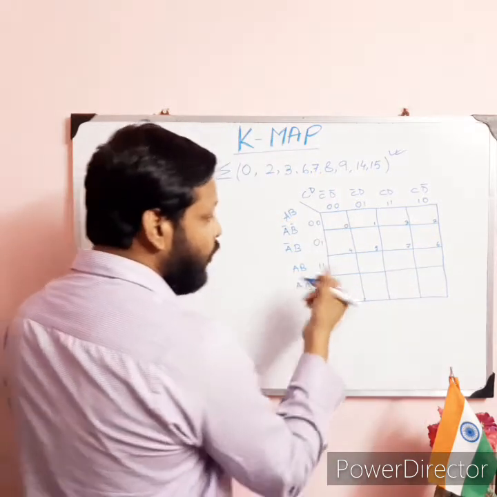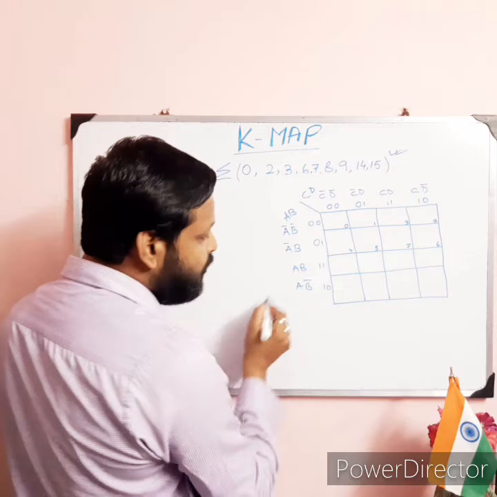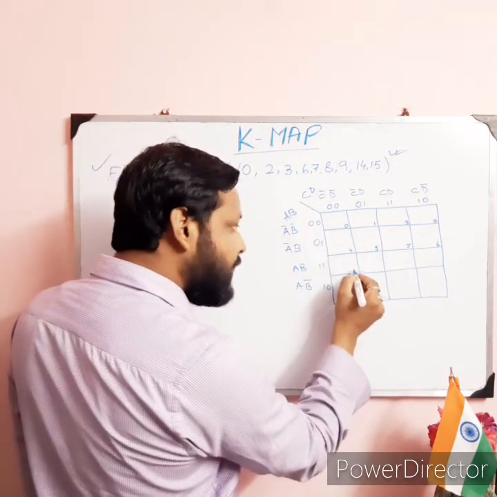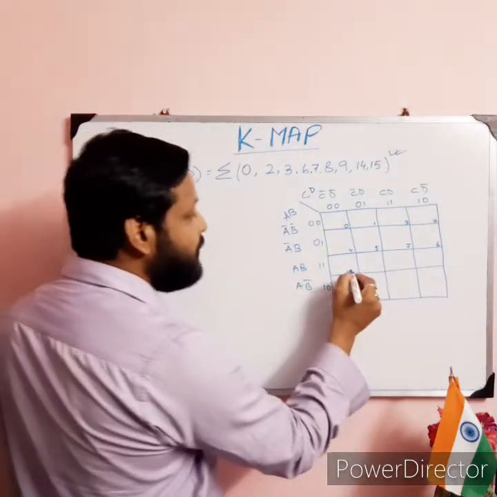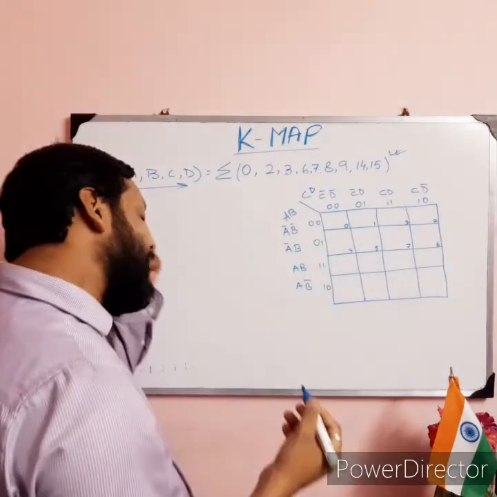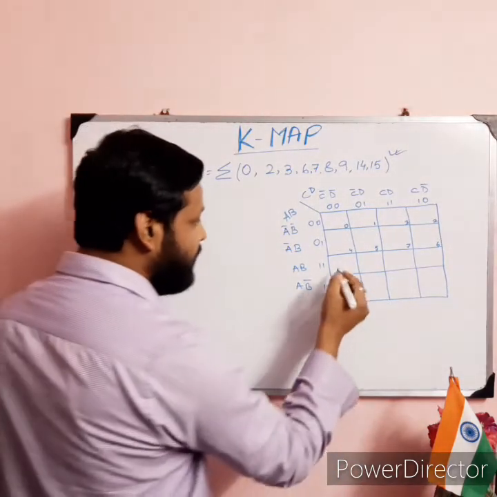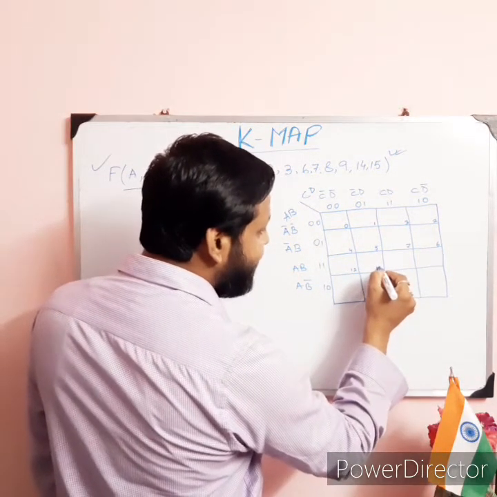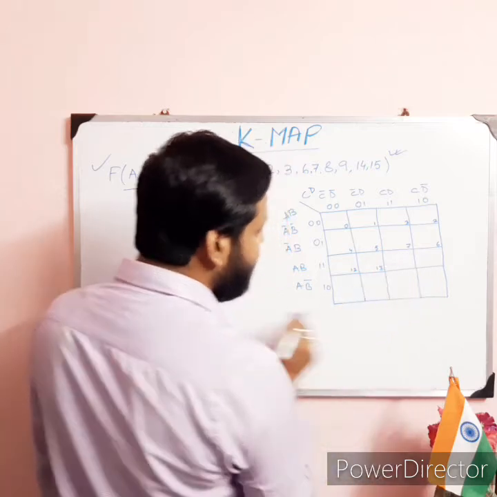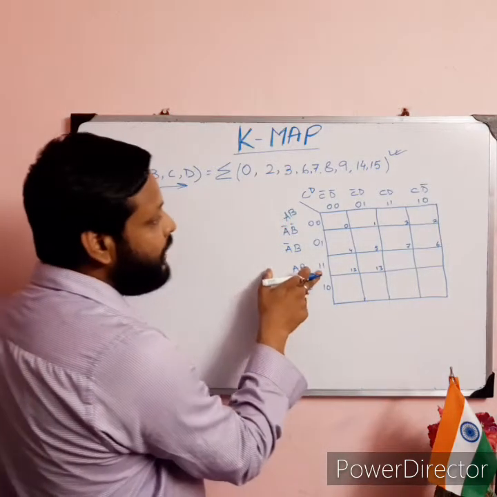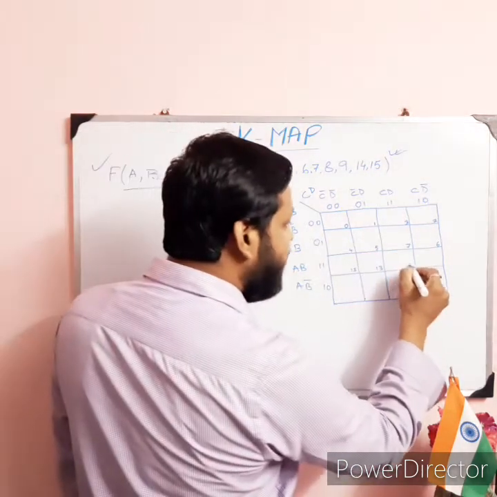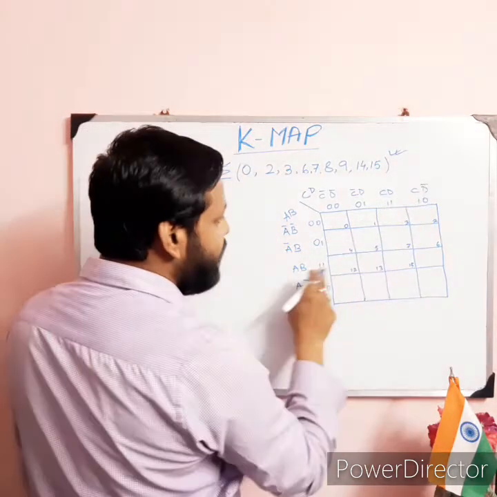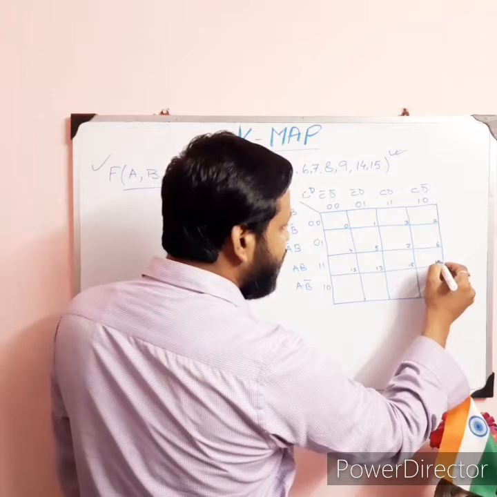Now what is the identification of this row? AB: A is 1, B is 1, C is 0, D is 0. That means 1, 1, 0, 0, if you recall the binary number system, is 12. This one we will get 13 and this one is 15. Why 15? Here A and B are 1, 1, and CD are also 1, 1, so it is 15. And then AB, CD 1, 1, 1, 0 is 14.